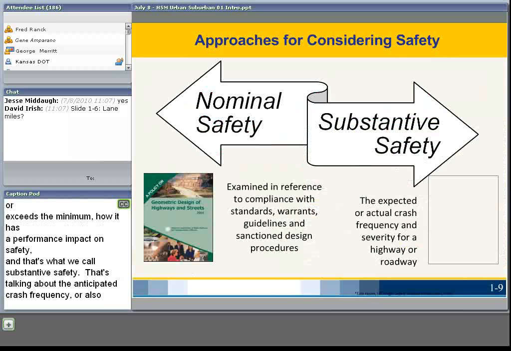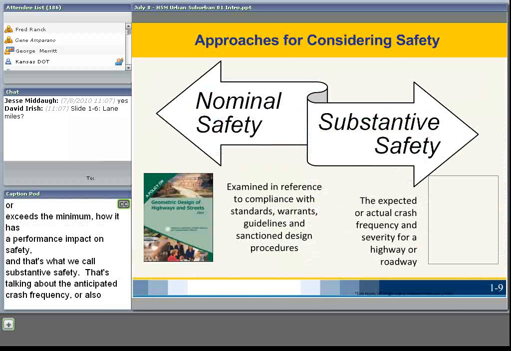Now, nominal safety, let's look at it as the old way of doing things. We have essentially designed our projects to try to meet or exceed the minimum geometric design standards, and those standards are based on research and experience. They're there to provide some consistency between our roadway networks and systems across the country, and also a minimum level of quality for our projects. We also consider cost effectiveness when we design our projects, and all of this goes into the decision making.